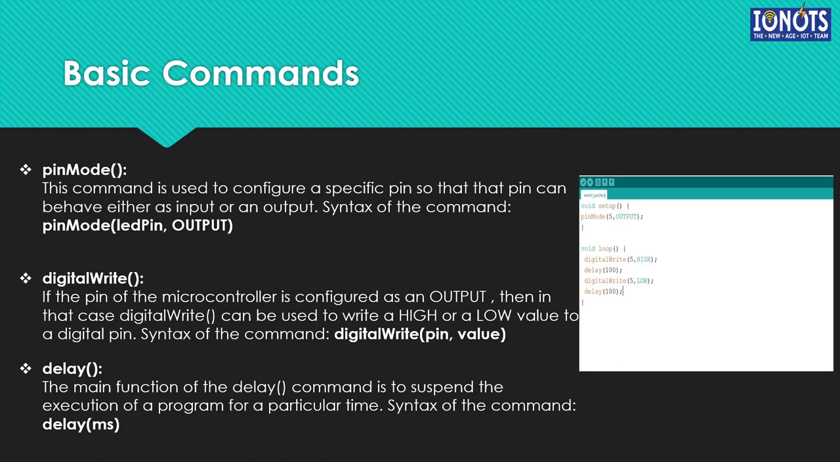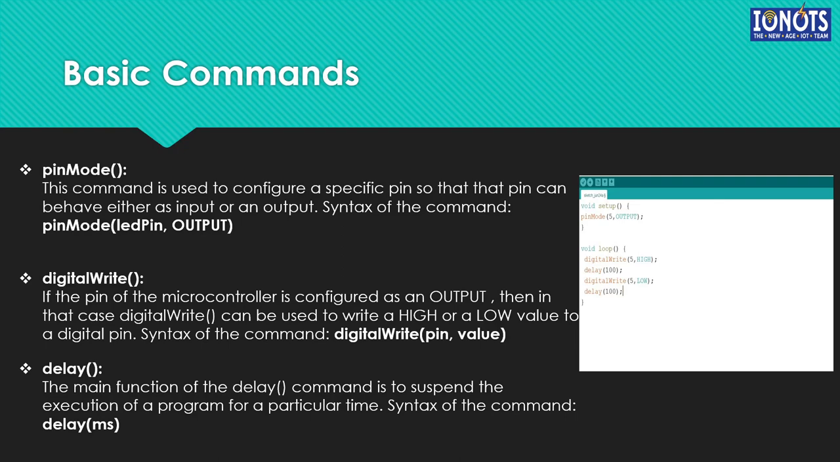Then moving on, digital write 5, low, which means that you are now writing a value of low. You are lowering the voltage at pin number 5 after a delay of 100 milliseconds. The next command is delay, 100, which is again a delay of 100 milliseconds. So what is this code doing?